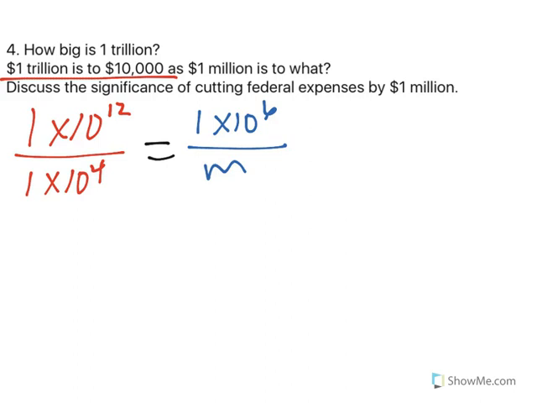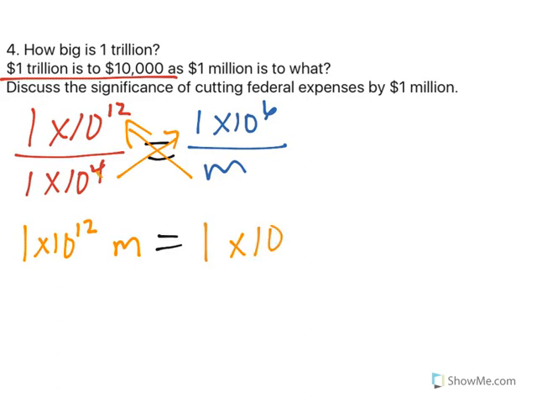Okay, so we're going to find what compares to a million as $10,000 compares to a trillion, because I think $10,000 is a lot of money. So let's figure this out. If we cross multiply, I have 1 times 10 to the 12th times my value of m, and that equals, going the other way, 1 times 10 to the 4 plus 6, which is 10.